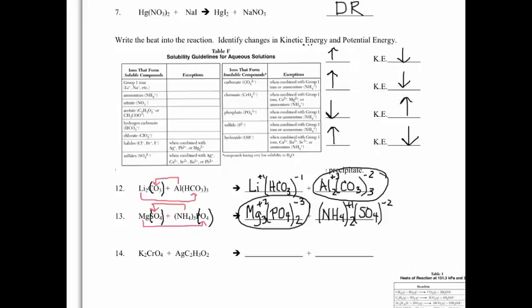All right, next one. Again, outsides are going together, insides are going together. And then I'm going to put my parentheses around my polyatomics to be sure that we bring over what we need to and don't bring over anything we shouldn't. So potassium is going to end up with acetate.